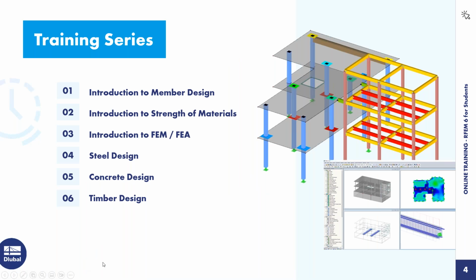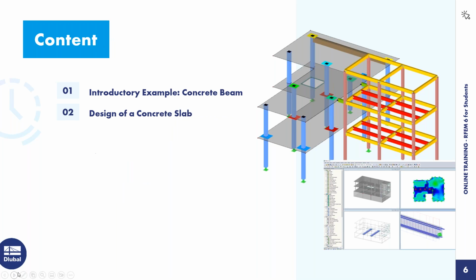Our online training for students is a series and contains these parts. Today we are in part 5, the concrete design training. Today's training is divided into 2 parts. At first, we will have a look at an introductory example, the concrete beam. The second part will be the design of a concrete slab. Now we will go to the program.